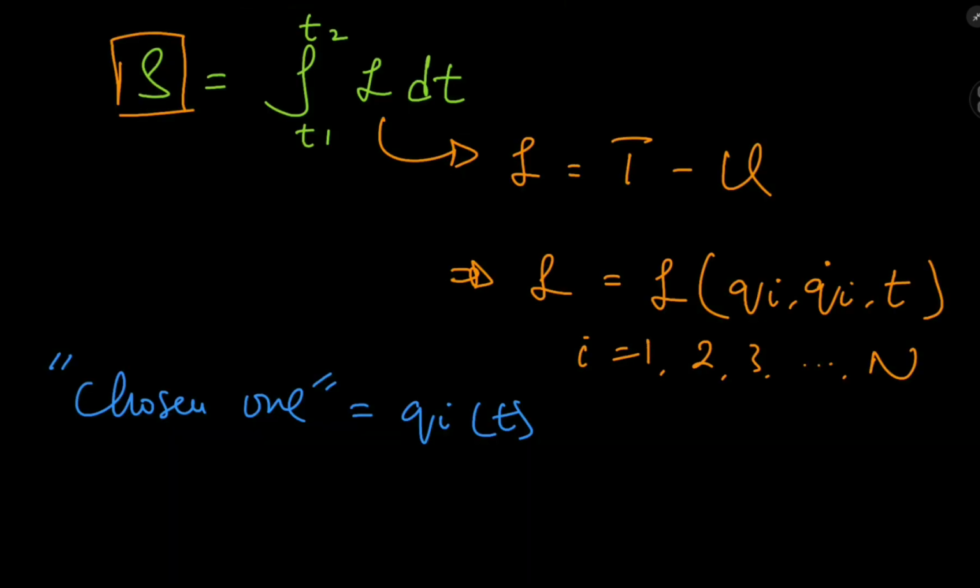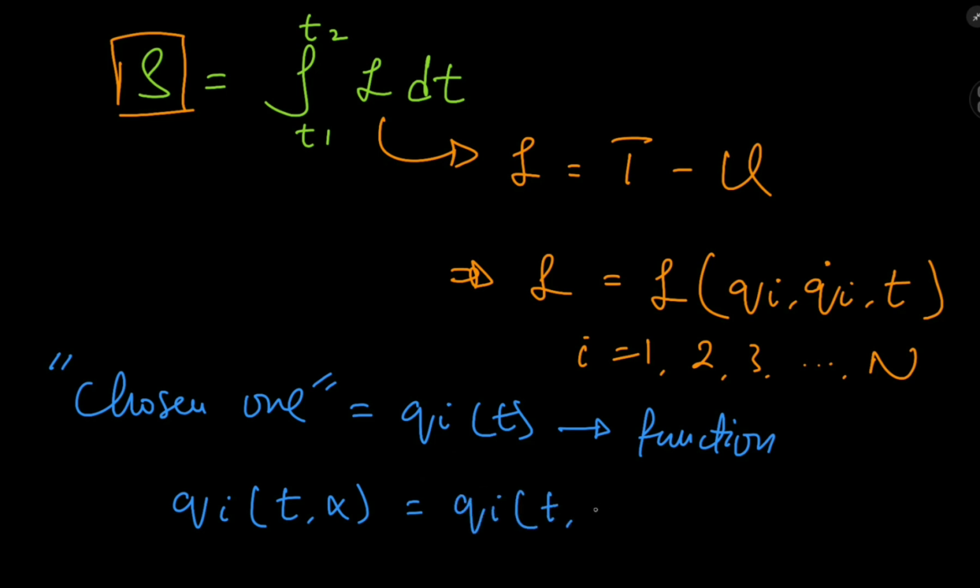I'm going to call the chosen one among all the possible paths qi of t, and bear in mind that this is a function we're talking about. And all the other paths or functions are different from qi of t. So let's parameterize this difference by introducing a parameter alpha. So we introduce it as an input to the function qi. And for alpha being 0, we should get the chosen path. The chosen path does not differ from the chosen path. So we have qi of t and 0, plus some variation from qi of t.